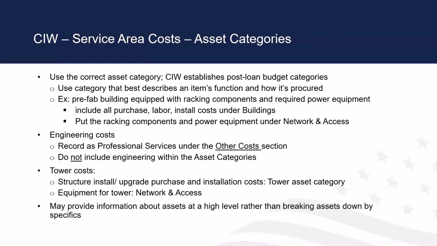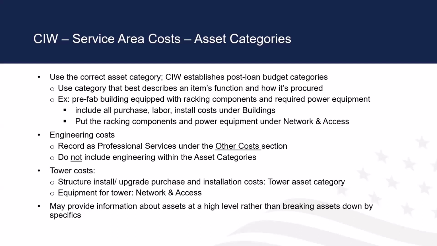So using the correct asset category, we have a list of asset categories, and I think every one of those from that drop down in the application, you can find a place for every asset category. Network and access, prefab equipment, you're going to have a place to put everything, and everything needs to be in a place.